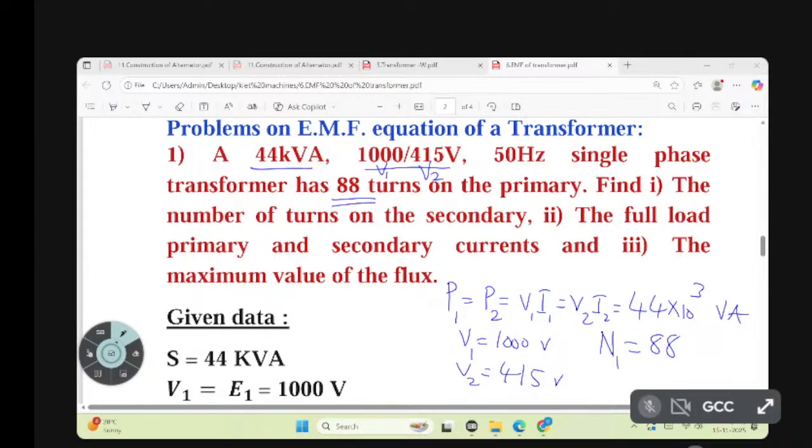Don't forget to write the units of the parameter. Current, amperes; voltage, volts; power, watts; flux, webers; flux density, Tesla. My units must go along with the answer.